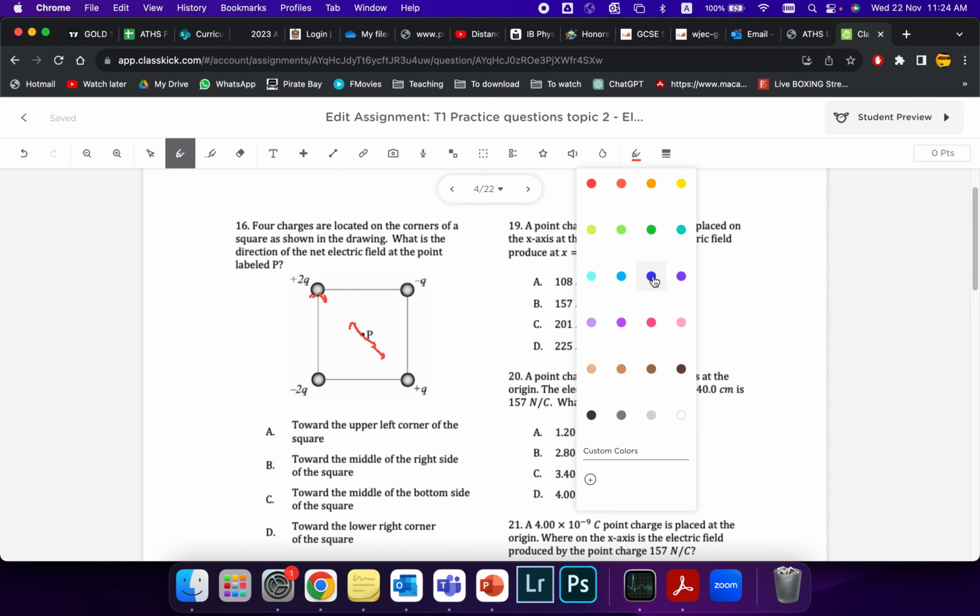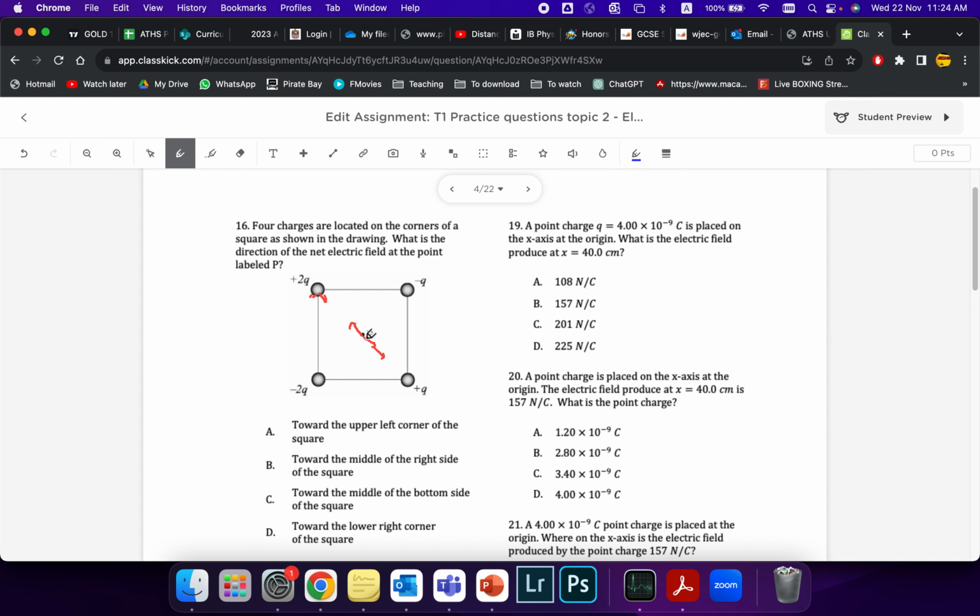Let me just change the color here quickly. So this one and this one. This is minus 2, and minus points inwards. So this is trying to pull it in by 2 arrows. But this one is trying to pull it back by 1.